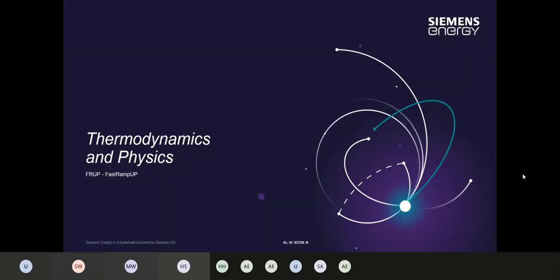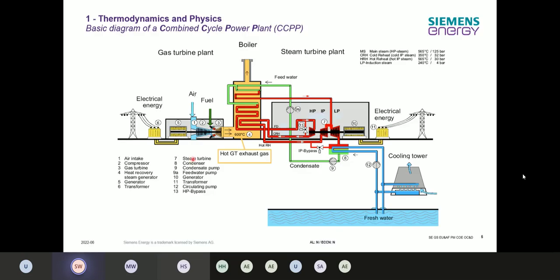So starting with thermodynamics and physics. In the general part, first of all, most important is an overview, a basic diagram of a combined cycle power plant, a CCP. Combined cycle means you have on one side the gas turbine cycle and on the other side the steam turbine power plant. Otherwise, it would be a simple cycle power plant. It would be just a gas turbine.